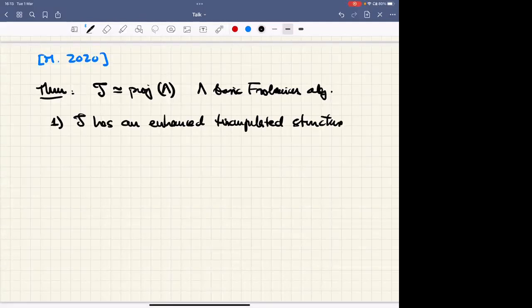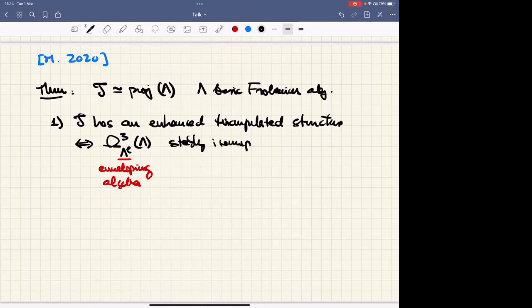if and only if the third syzygy of lambda as a bimodule over itself, here we have the enveloping algebra parametrizing bimodules, which, as I said, is also Frobenius, so the third syzygy is well defined, is stably isomorphic to an invertible lambda bimodule.